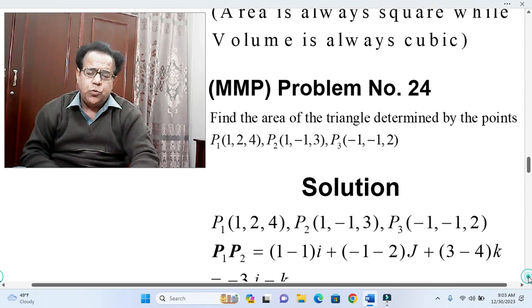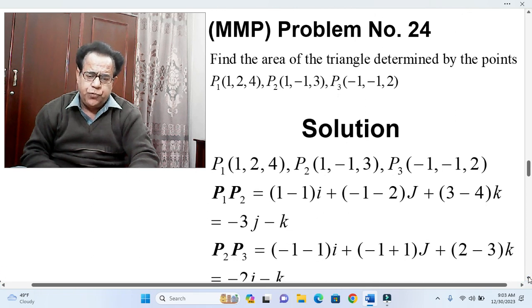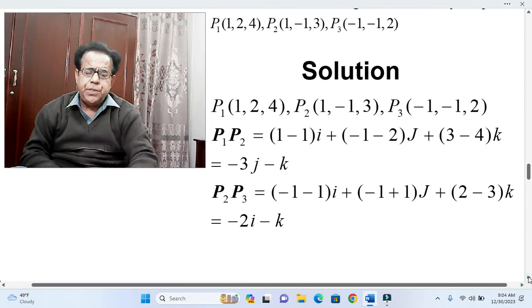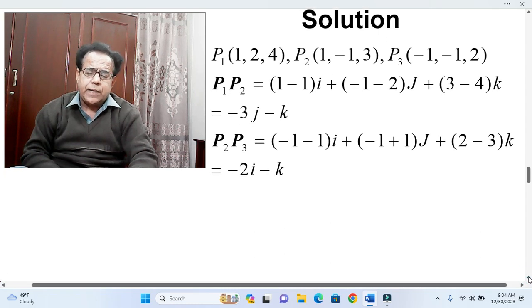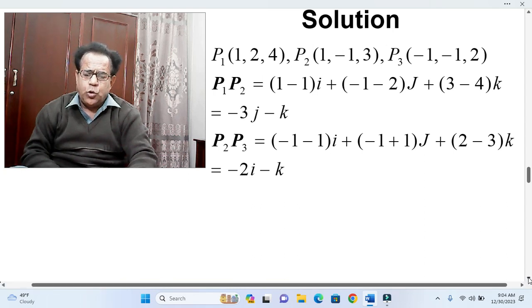Now we are coming towards problem number 24. Find the area of the triangle determined by the points P1 (1, 2, 4), P2 (1, -1, 3), and P3 (-1, -1, 2). Solution: now here the P1P2 vector will become finally equal to minus 3j minus k, and vector P2P3 will finally become minus 2i minus k. We do not give more time to this step; I think we should move forward.